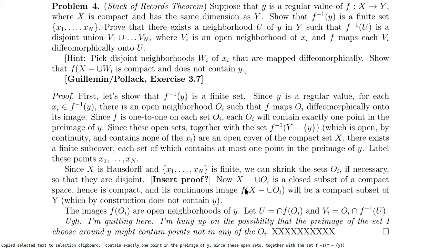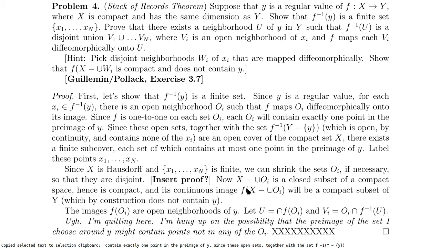See, if we map each of these OIs forward, we could give that a name. We could call those images UI, the union of all of them. So those UIs, the images of the OIs, each one of those is the neighborhood of Y, so that the pre-image is a set VI containing XI. So I'm reading from the statement of the problem.